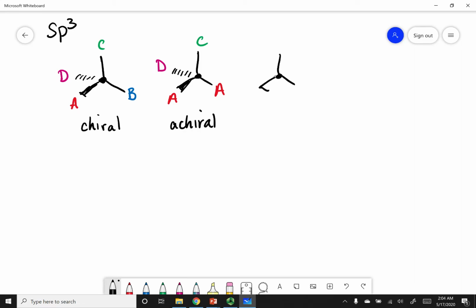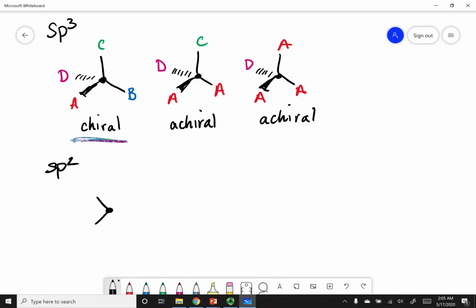So let's do another case. And as you guys might have guessed, this time we're going to put only 2 things that are different around it. And again, this is going to be achiral. And obviously, if you put the same thing around it, it's going to be achiral as well. So the take-home message here is that a tetrahedral can only be chiral if there are 4 different things around it.